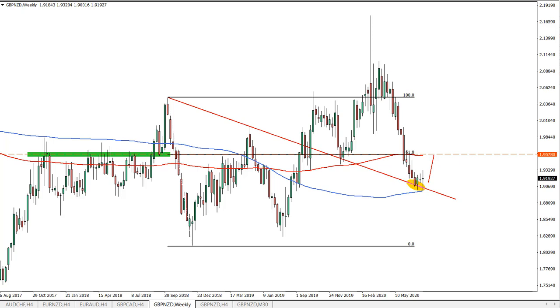As I said yesterday, we will be looking into the Great British Pound currency pairs and trying to find the strength amongst other fiat currencies. And today it's the pound versus the New Zealand dollar.